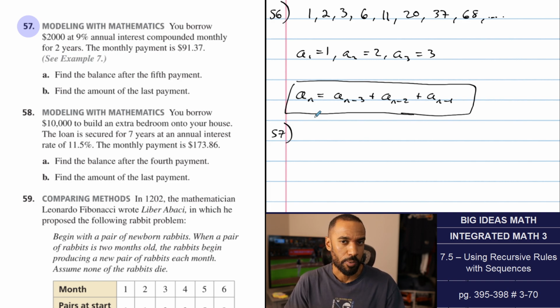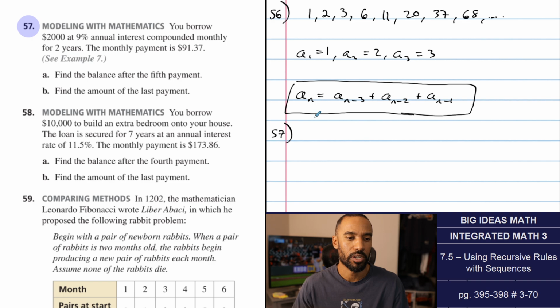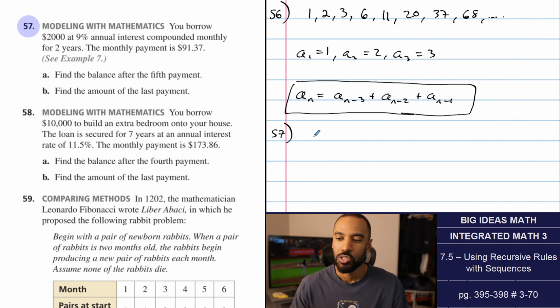So I might have to do a spreadsheet version of this afterward, especially if I want to track the numbers the right way and see which one's what. But we're going to come up with the rule to begin with. So you borrow $2,000 at 9% annual interest compounded monthly. So your first thing is $2,000. I believe that's how it would work.